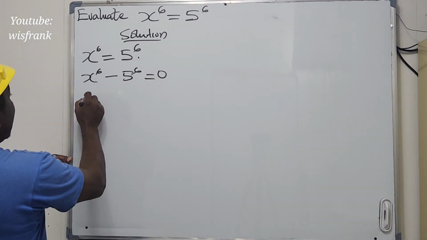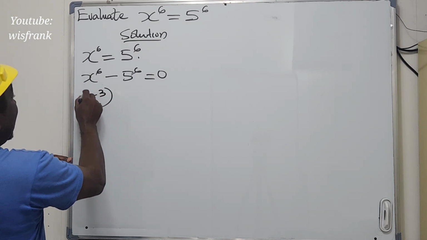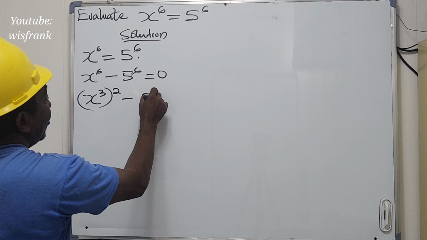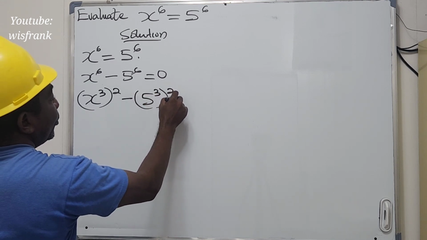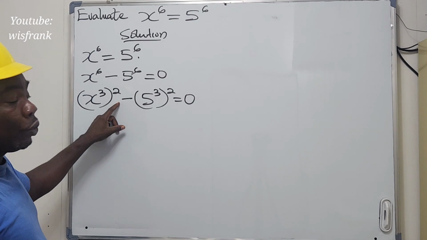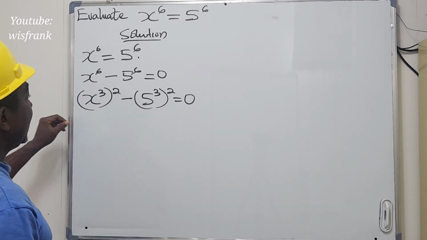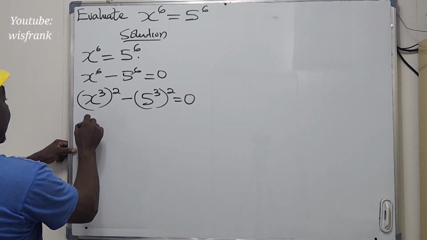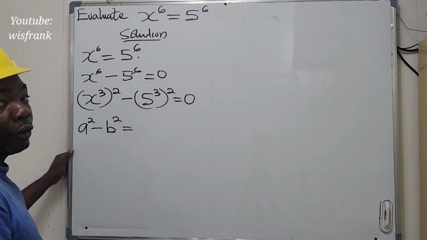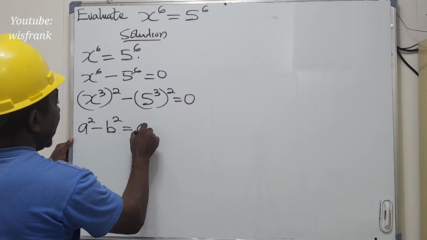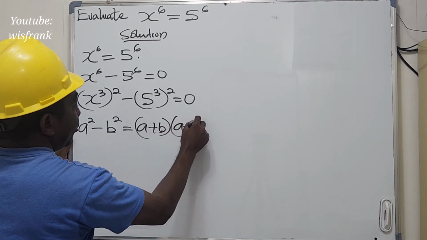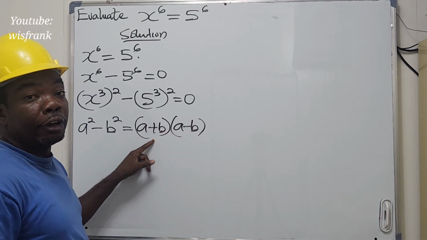We can rewrite this as x to the power of 3, all to the power of 2, minus 5 to the power of 3, all to the power of 2, equals 0. If we multiply 3 by 2 it gives us 6. So this is in the form of a to the power of 2 minus b to the power of 2, which is the difference of two squares, and it gives us a plus b into a minus b.